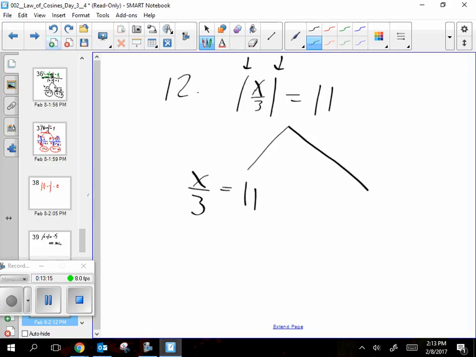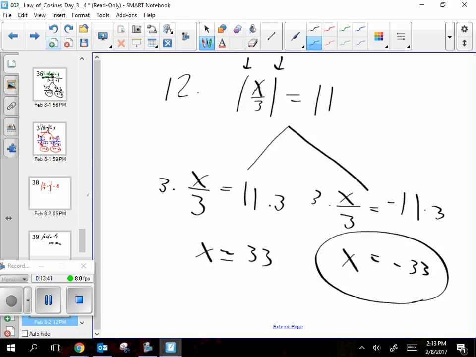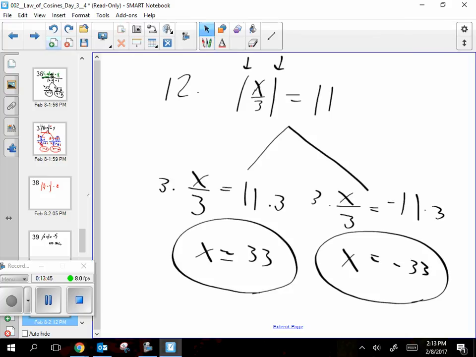And then I think by now you've all caught on to this, that this one's the same thing except with a negative 11. There we go. It's almost done. Now what are you going to do? Add, subtract, multiply, or divide. Multiply by what? Times 3, you are correct. Final answer on this one, x equals 33. And over here, x equals negative 33. There's your two answers for number 12.